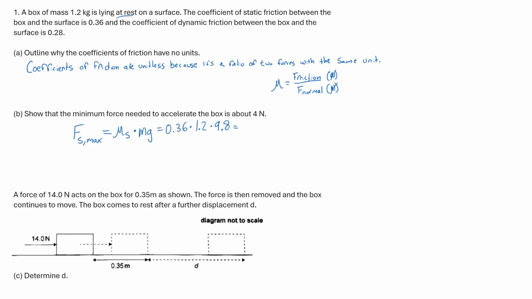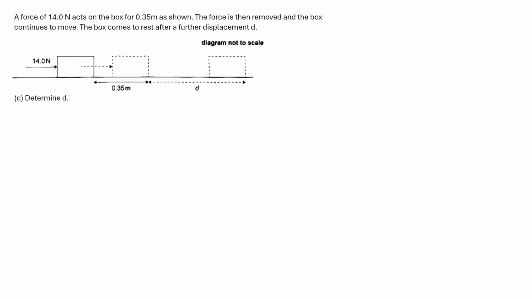So if we multiply all of these, let me pull out my calculator here. We get 4.2336 newtons. And that is approximately 4 newtons, right? And to one significant figure, that is 4 newtons. All right, moving on. A force of 14 newtons acts on the box for 0.35 meters, as shown. The force is then removed, and the box continues to move. The box comes to rest after a further displacement d. For part C, we're asked to determine d.